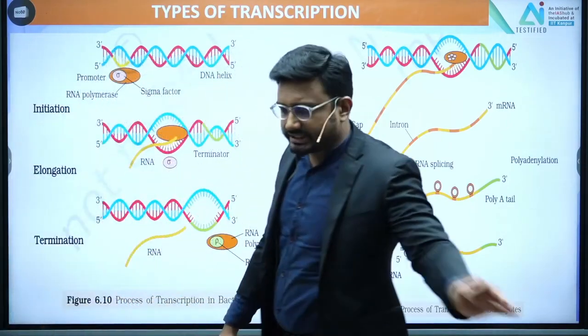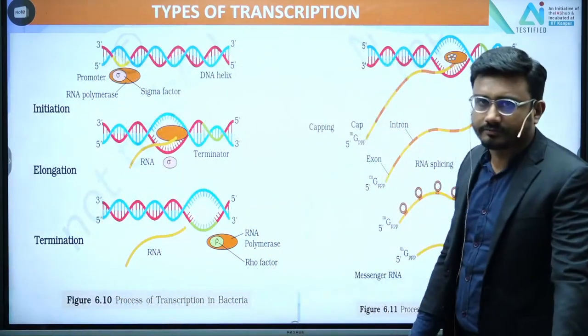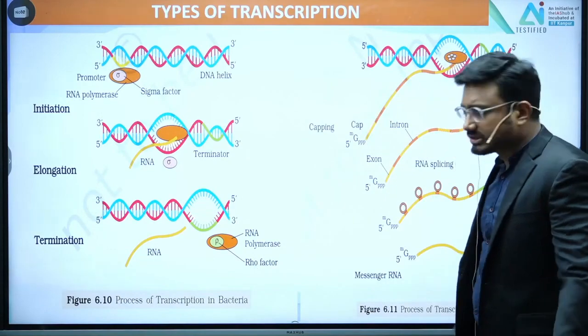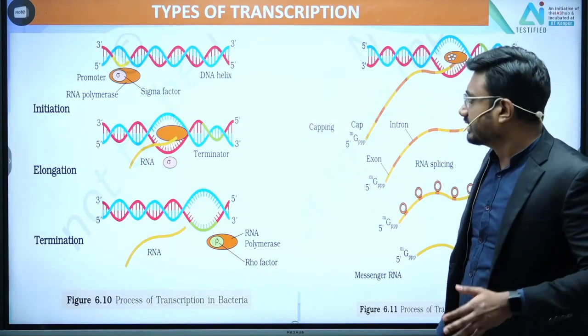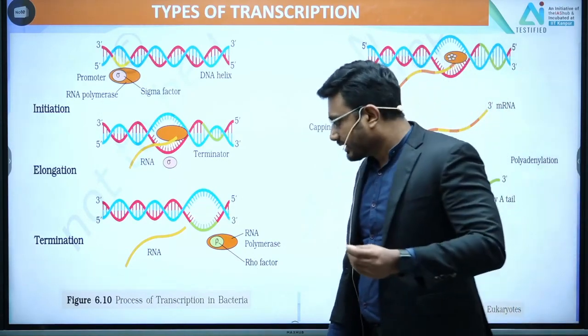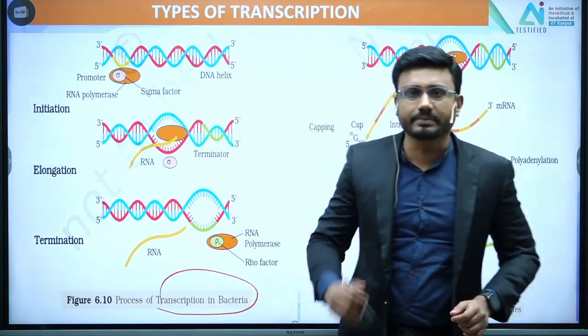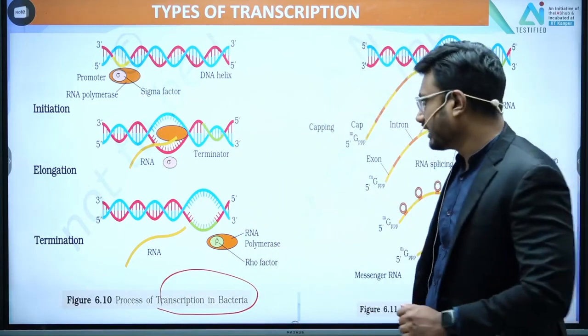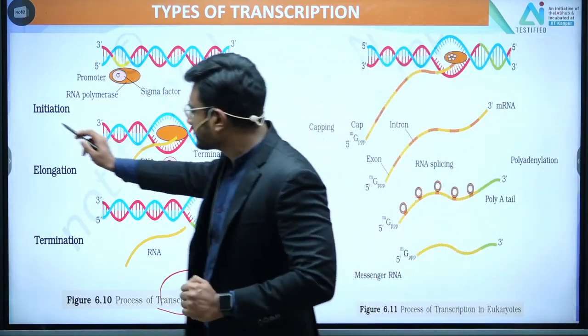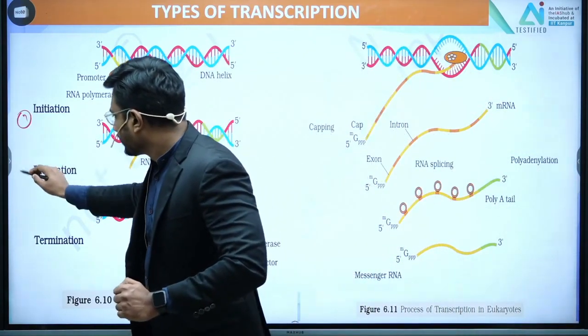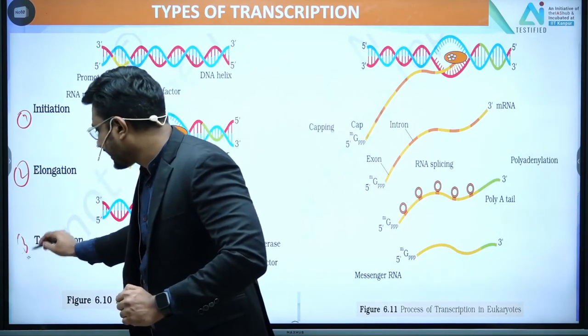So there is a difference between the process of transcription in bacteria and the process of transcription in eukaryotes. Now let us try to understand. The first one, we will go through the transcription process that happens in bacteria. There are three main steps in the transcription process in bacteria.